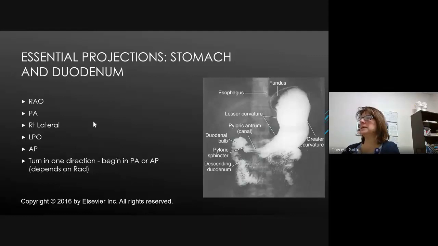Okay, so we did an RAO for the upper GI, we did a PA, a right lateral, an LPO, and an AP. And what we did was turn them in one direction. So depending on how the radiologist left your patient, we started with that and moved them in the same direction at a quarter turn.